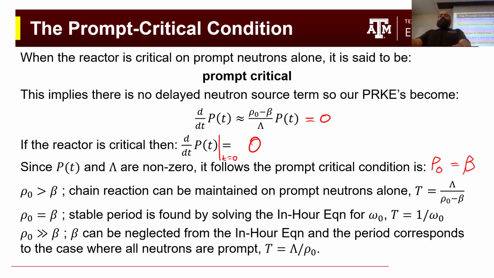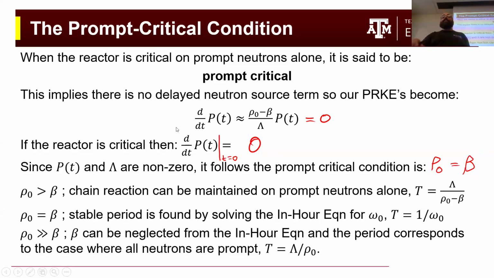And so that's the prompt critical condition. Then we can talk about if your reactivity is a little bit below beta, or if it's very much above beta. We have different ways that we can predict the reactor period for those insertions. If the insertion is greater than beta, then you're going to be able to maintain a chain reaction only on prompt neutrons. And that means that your reactor period can be calculated like this.